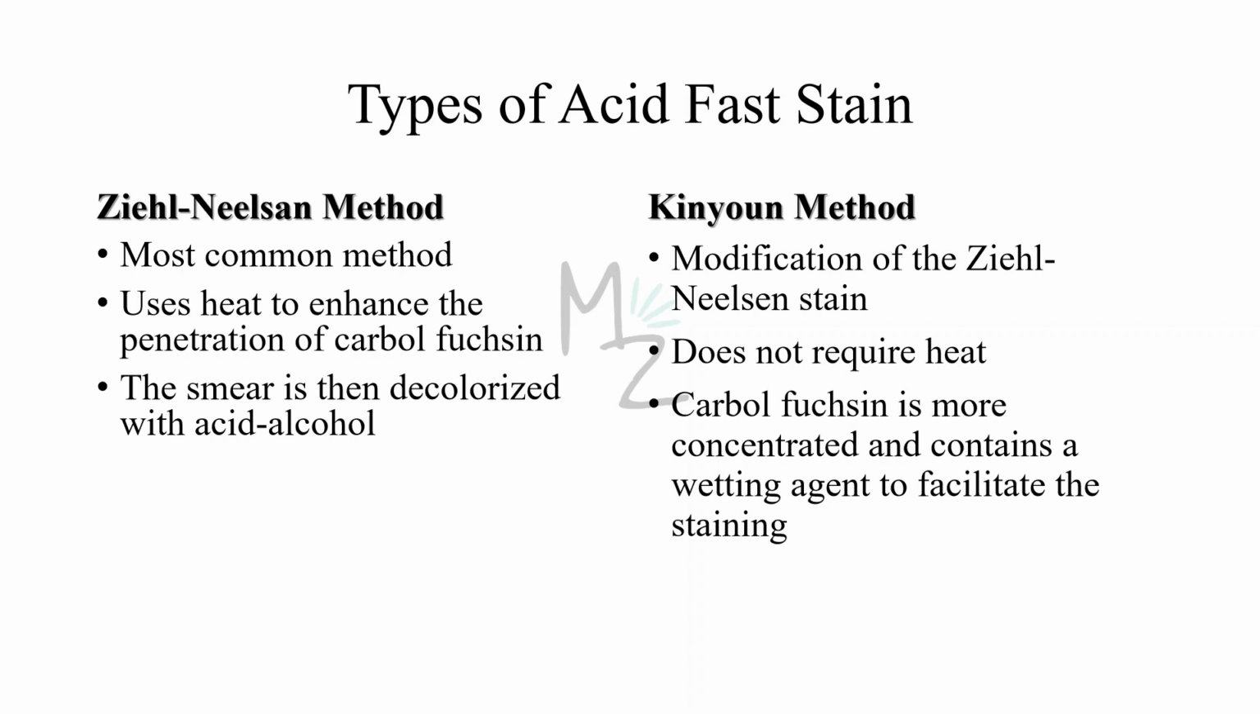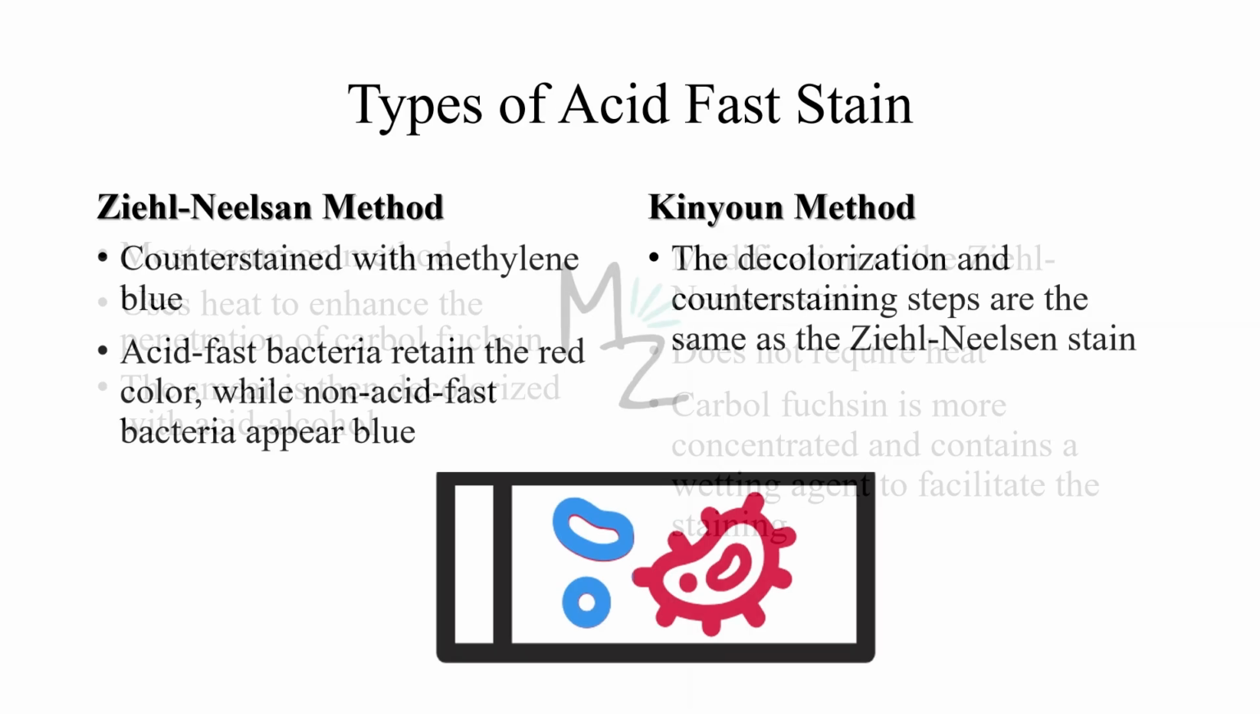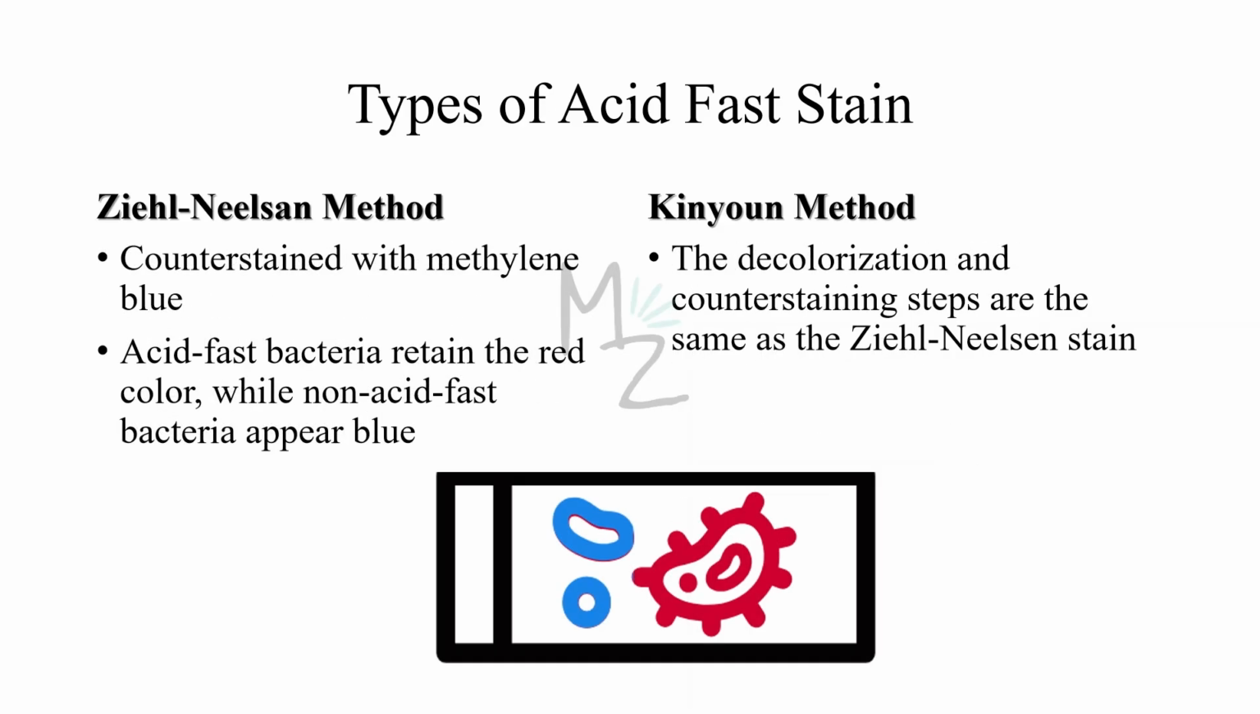In Ziehl-Neelsen stain, after the penetration of carbolfuchsin, the smear is then decolorized with acid alcohol, and then it is counterstained with methylene blue, and acid fast bacteria retain the red color and they appear red, while the non-acid fast bacteria are decolorized and then they get the color from methylene blue and they appear blue. Decolorization and counterstaining steps of Kinyoun are similar to those of Ziehl-Neelsen. As you can see in this picture, the acid fast bacterium is red, while the non-acid fast bacteria are blue.